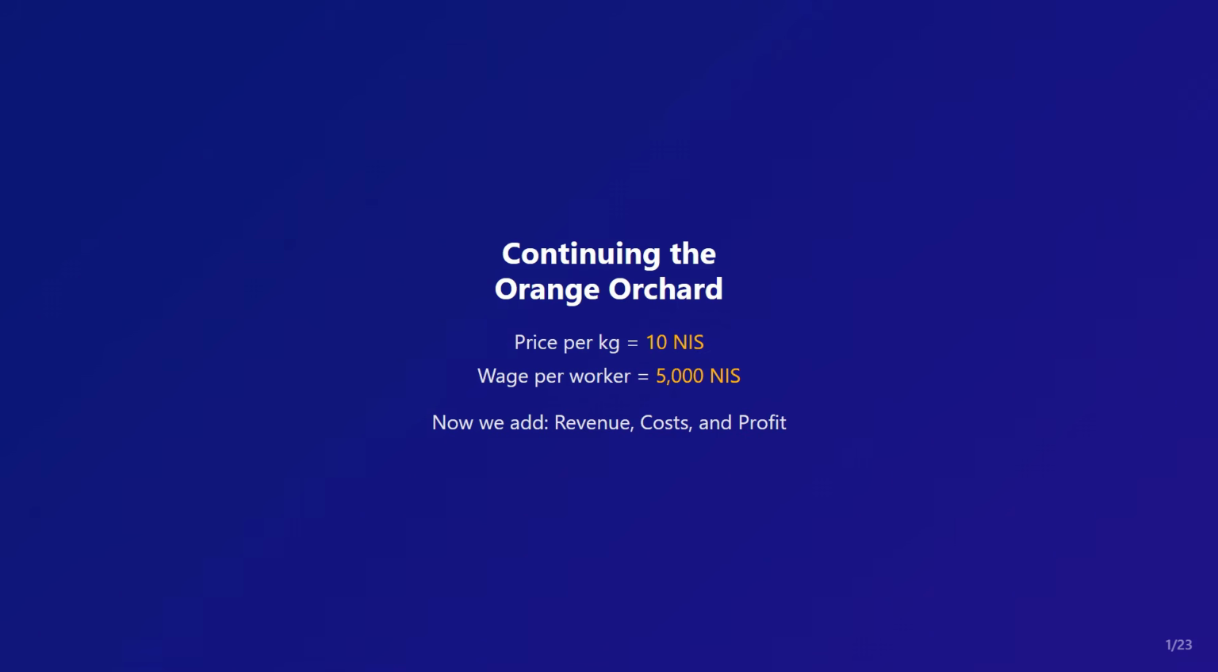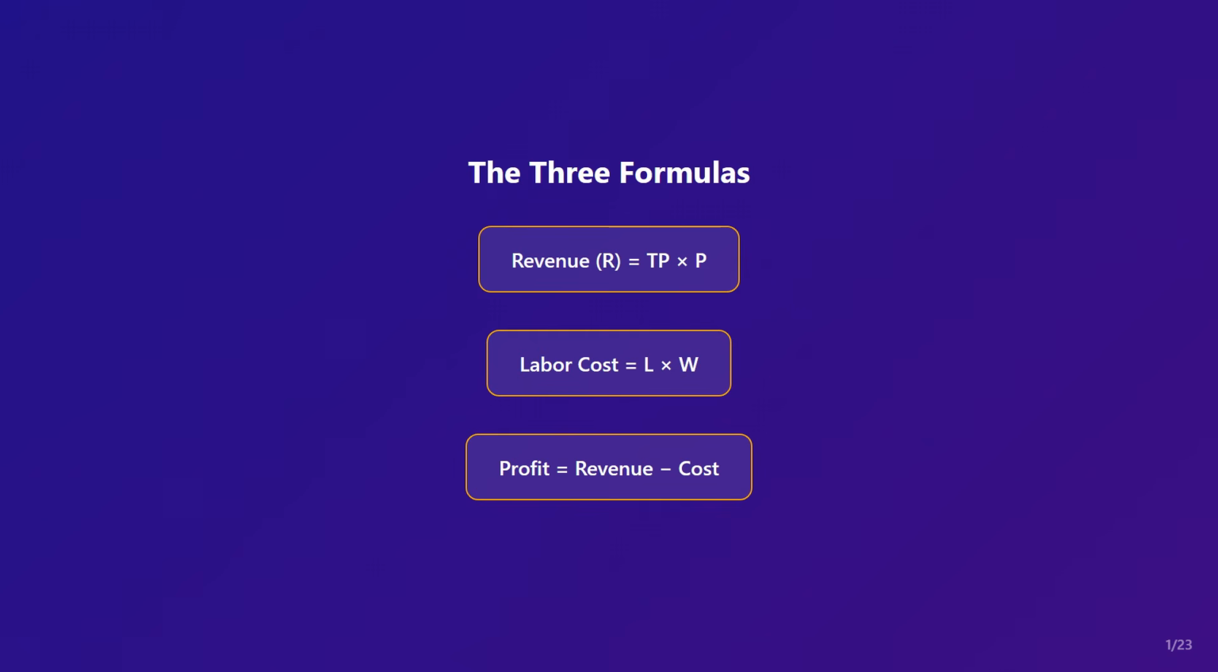Revenue, R, equals total product multiplied by the product price. In notation, R equals TP times P. Revenue is the total income the producer receives from sales. Note that this differs from the marginal value product. Revenue refers to the total output of all workers combined, while marginal value product refers only to the contribution of one additional worker.